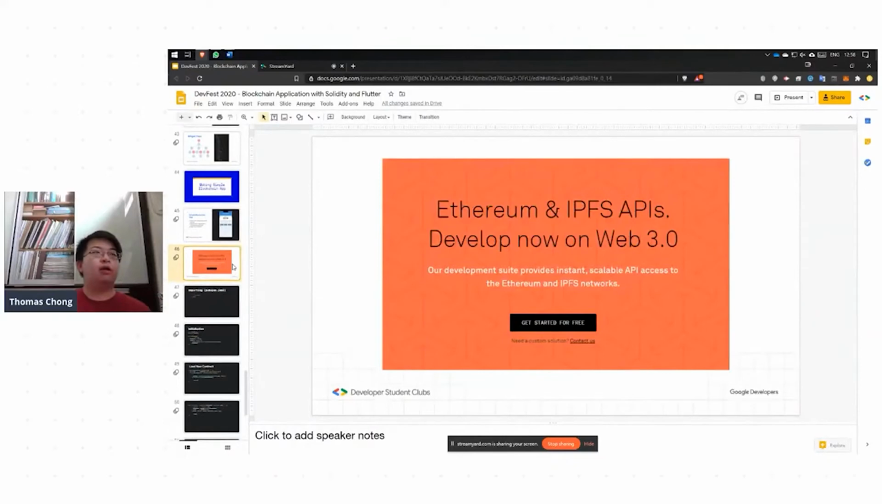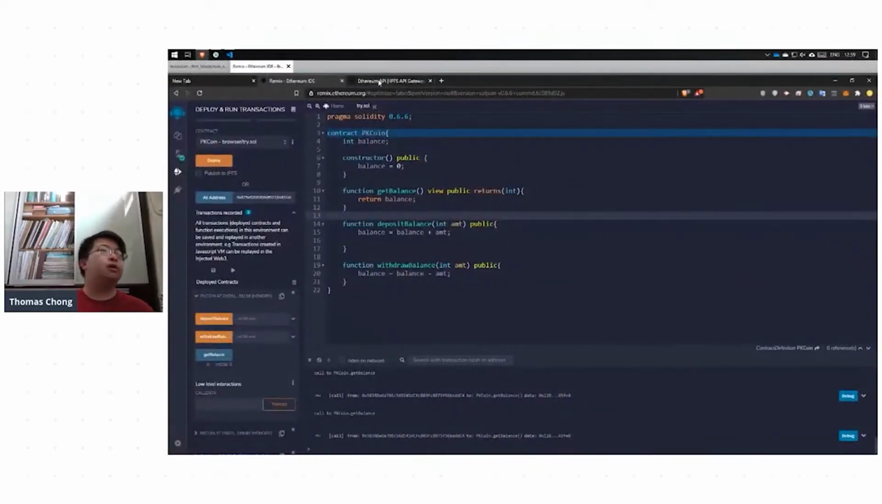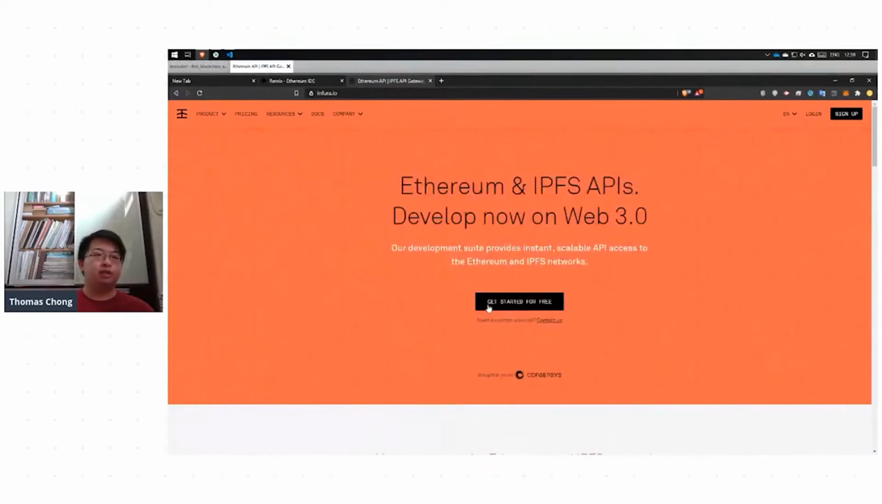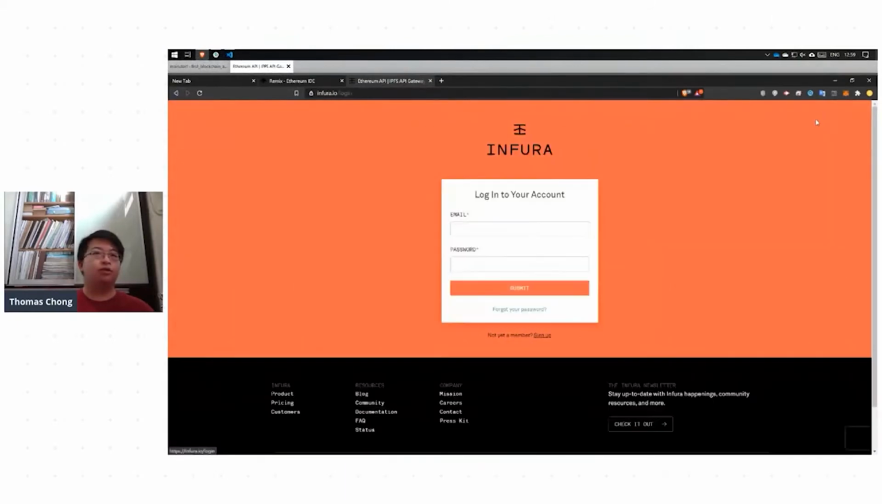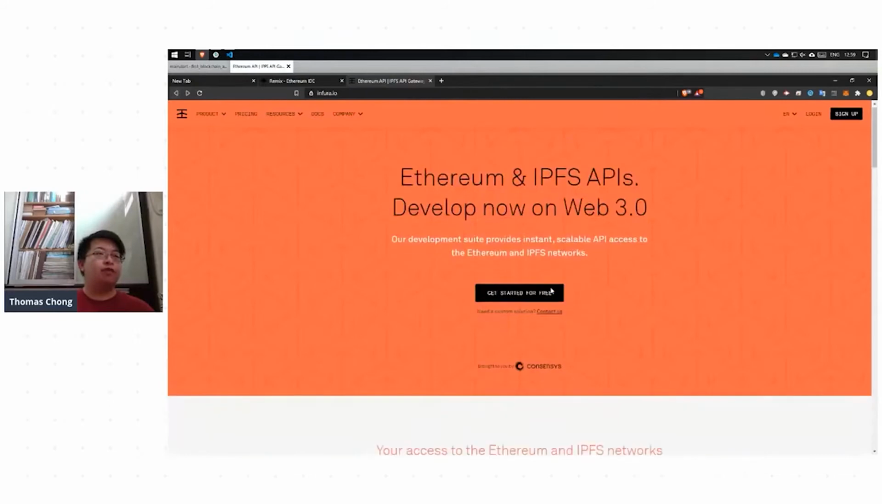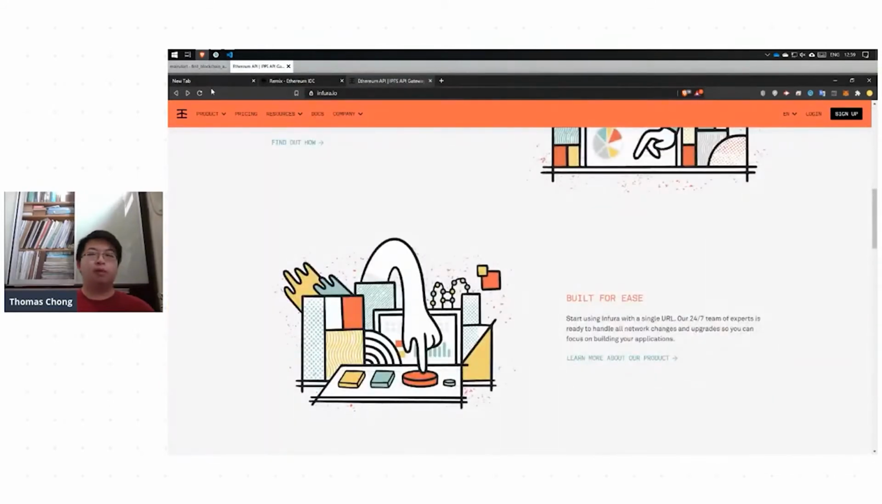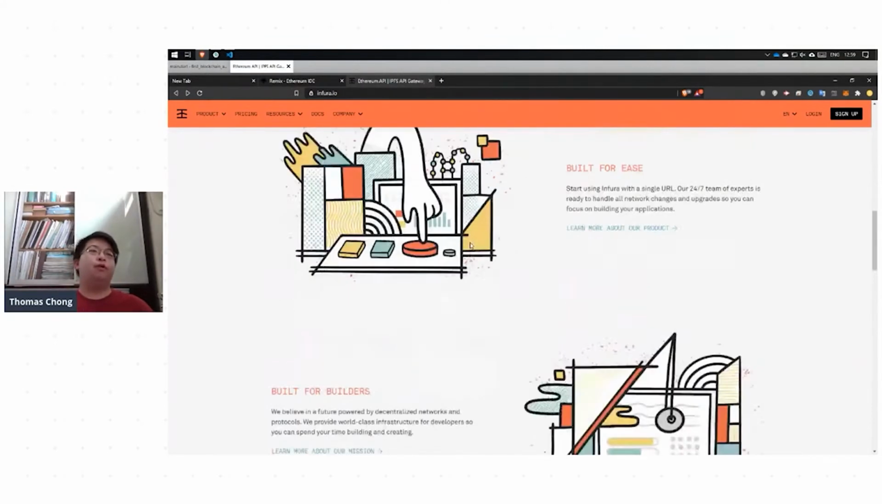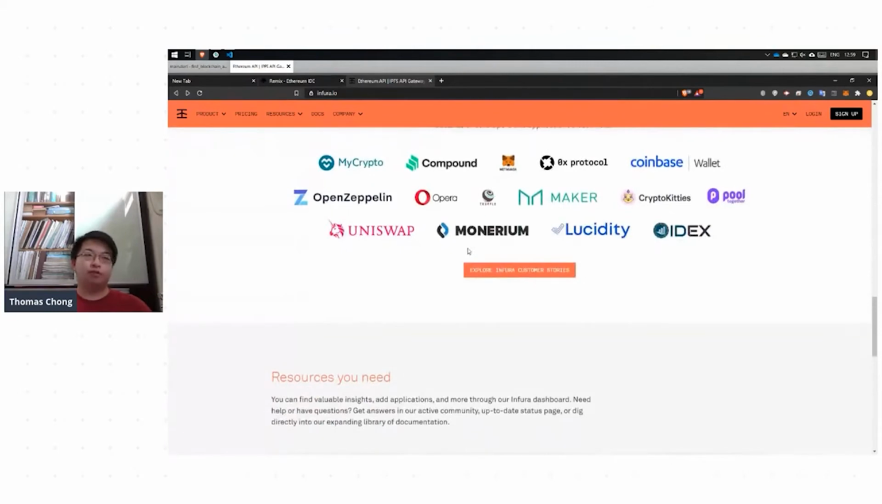Another tool we frequently use to connect with blockchain is Infura. Infura is an API that gives you access to the Ethereum or IPFS networks. Maybe I can share. Actually, it is free to register. You can sign up, log in, and after that they will provide you a link, and then you can grab the data for your development usage. This is really simple to use.